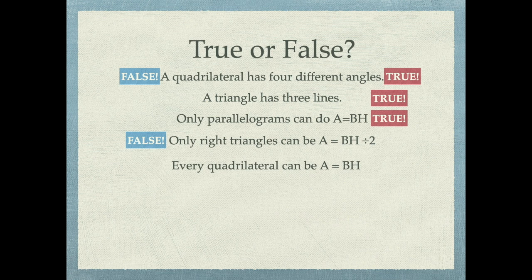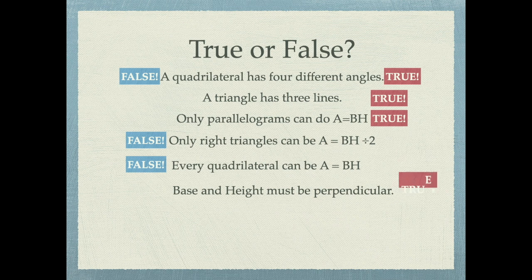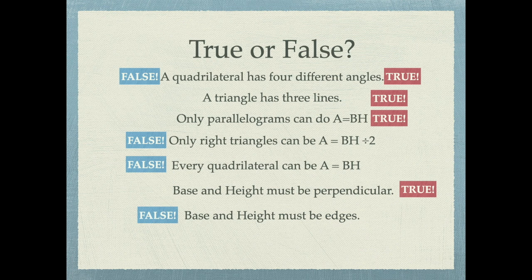Every quadrilateral can be area equals base times height. No, that's false. Only parallelograms can. Is that one true or false? True! And that's what this whole video is going to be about, proving that it's true. And that, from the observations we made on the last slide, is absolutely false. The base must be an edge, but the height does not have to be. The height could be anywhere, anything that's perpendicular. And so sometimes you have to draw your own height. So we're going to be talking about that today.